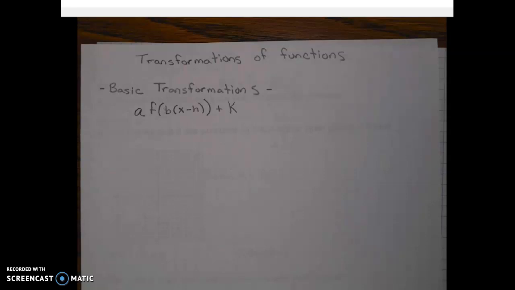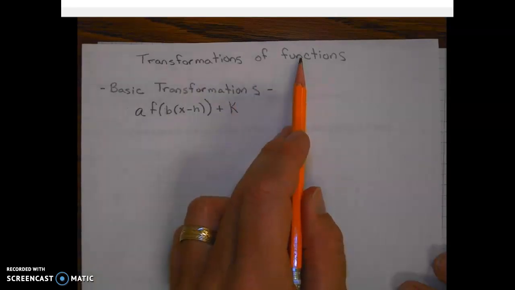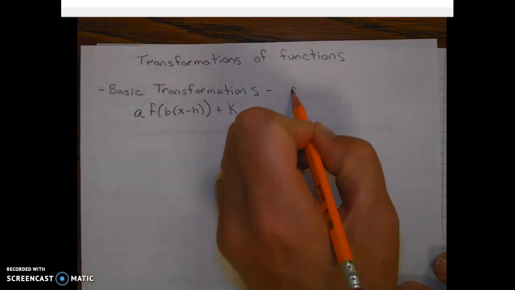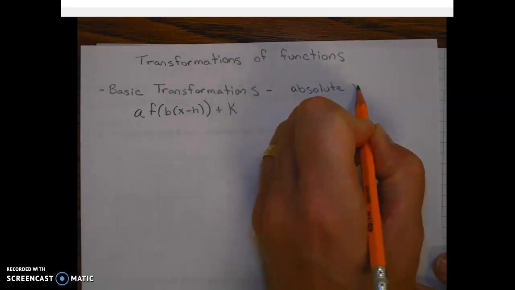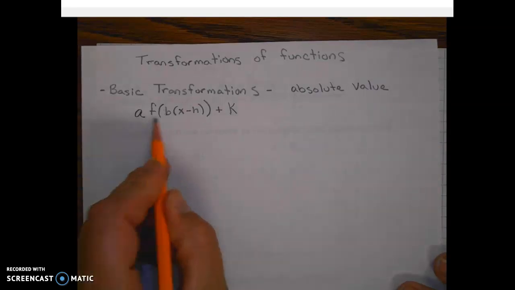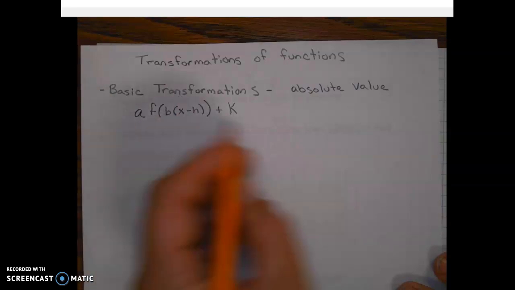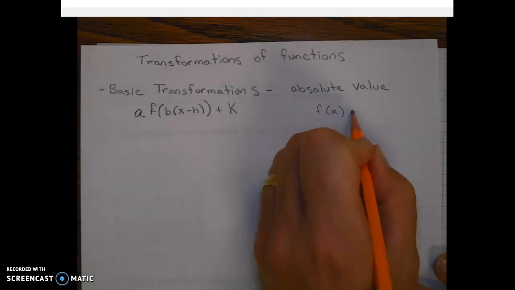Okay, so today we are going to learn about transformations of functions. Specifically, we're going to look at absolute value functions, which I introduced to you in the last video. So basic transformations. Here we have the transformations in function notation. Remember that function notation is f of x, and remember that f of x is equal to y.